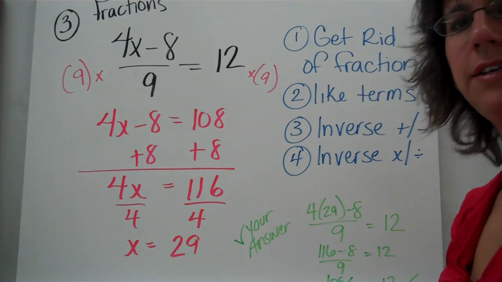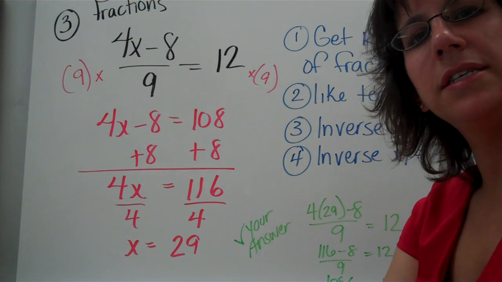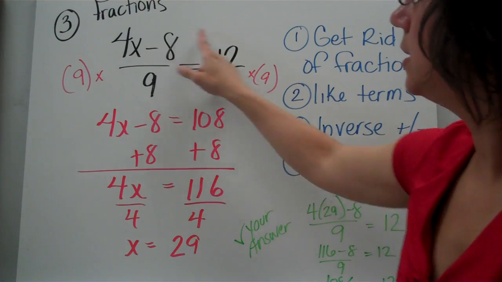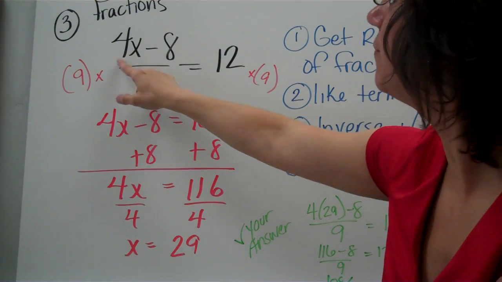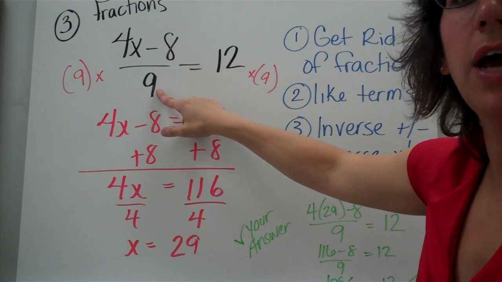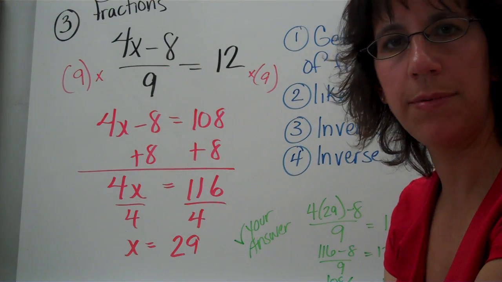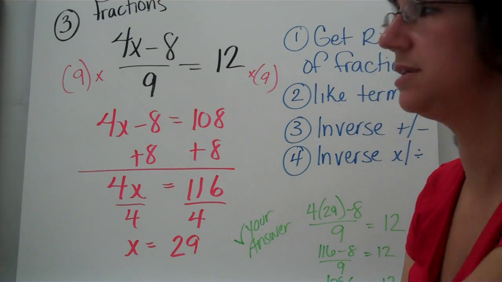All right, here's yet a different type of example. It's still a multi-step problem. We've got a fraction involved. Here in black is what we're starting with. We've got 4x minus 8 over 9. Remember that fraction bar just means division. Don't get freaked out about that fraction. It just is a division symbol.